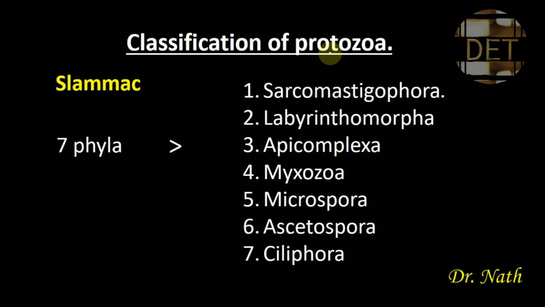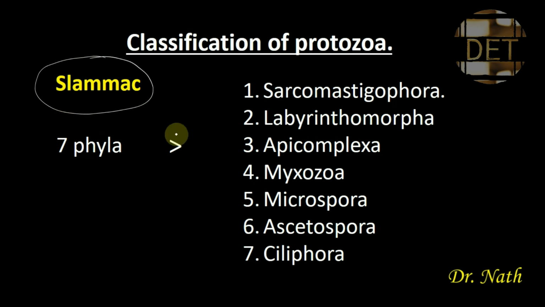So the subkingdom Protozoa is classified into 7 phyla, and the 7 phyla are Sarcomastigophora, Labyrinthodonta, Apicomplexa, Myxozoa, Microspora, Acetospora, and lastly Ciliophora. So we can use this acronym SLAMAC to remember the 7 phyla under the subkingdom Protozoa.